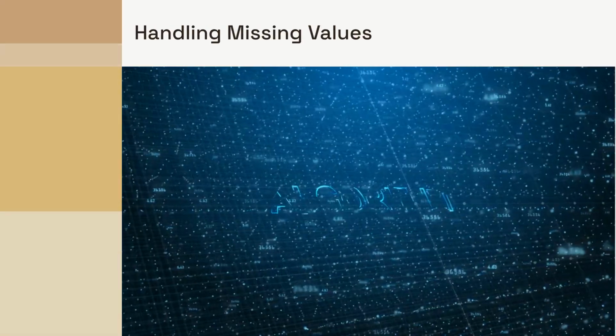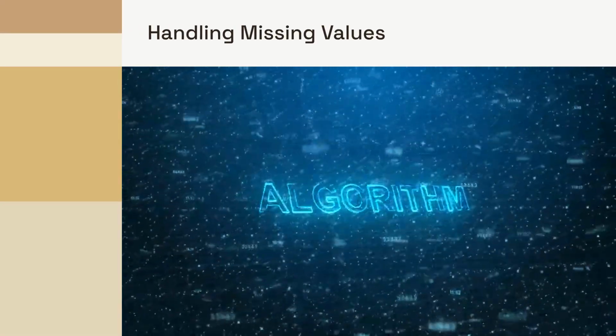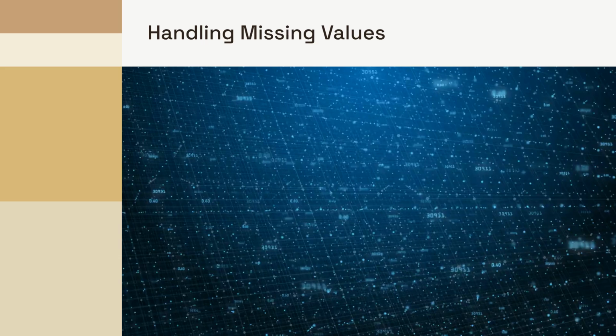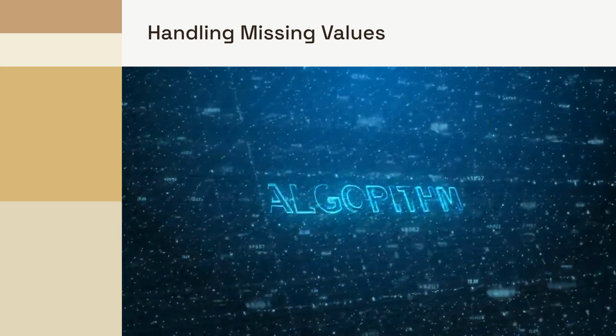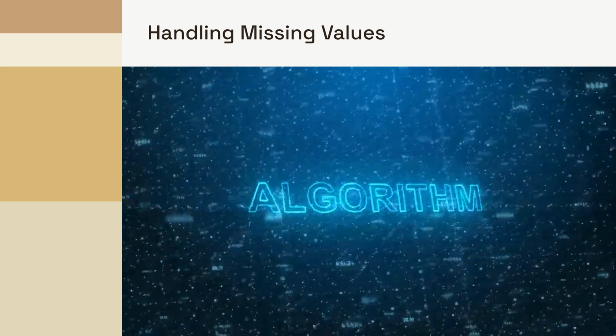XGBoost employs a parallelized tree building process. This means that instead of building trees sequentially, it can construct multiple trees simultaneously, significantly speeding up the training process. A common challenge in real-world datasets is missing values. XGBoost has an ingenious built-in mechanism to handle these by learning the best direction for missing values during tree construction.